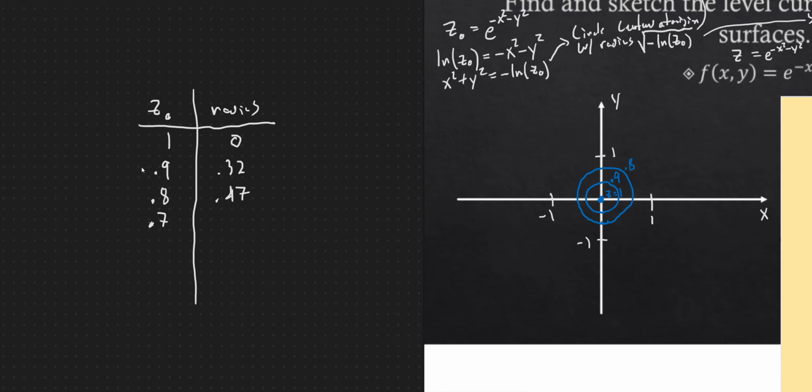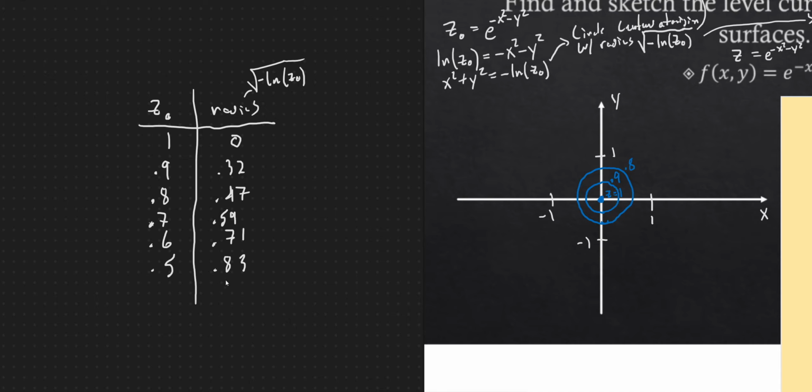So when I do 0.7, remember this radius is the square root of negative natural log of z naught. That's what I'm graphing here. So let me do that. Negative natural log of 0.7, take a square root, and I get 0.59. And keep doing this for these. Here I get 0.71. I can do it for 0.5, negative natural log of 0.5, take a square root. I get 0.83.